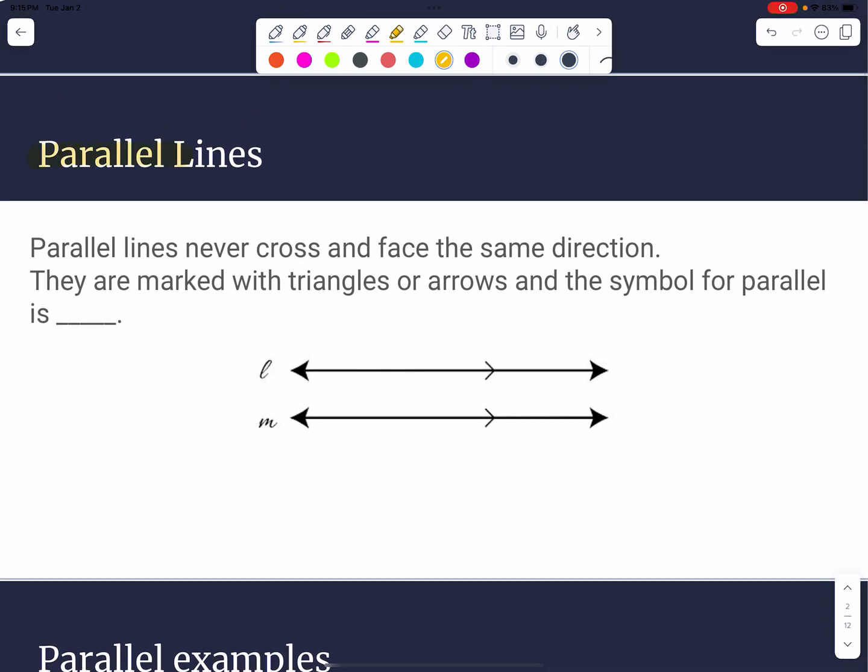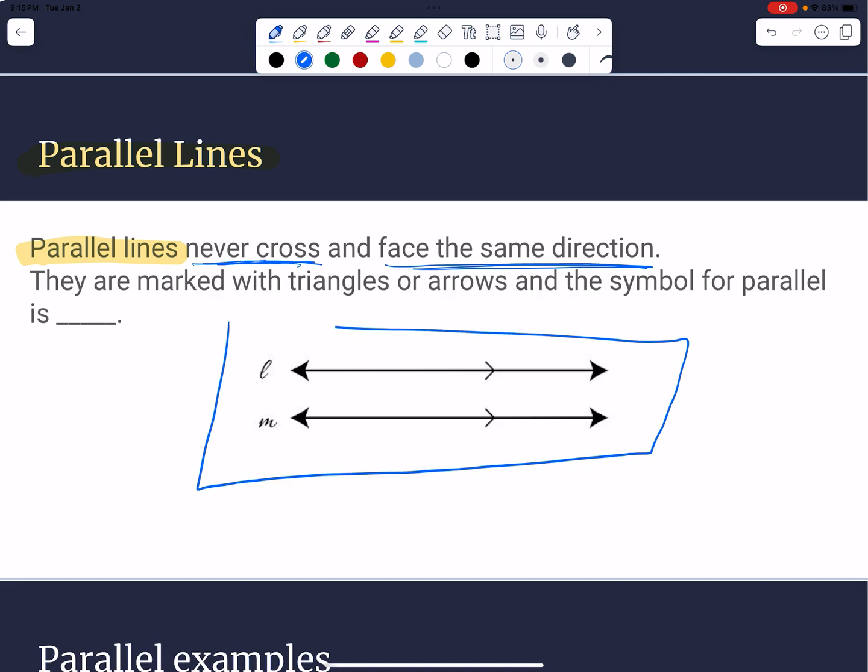All right, so what are parallel lines? Parallel lines never cross. So they never ever cross, and they face the same direction. Another way to say that they face the same direction is that they're in the same plane, meaning I could put a rectangle around them and they're on the same rectangle. They're on the same sheet of paper, they're in the same plane.